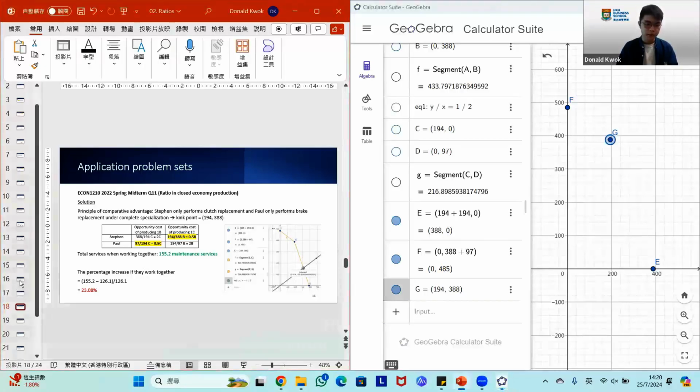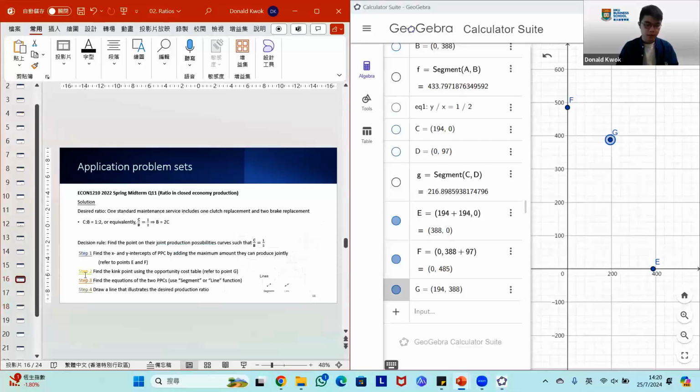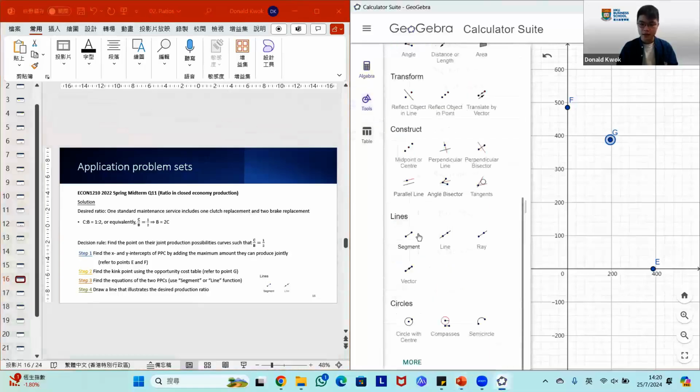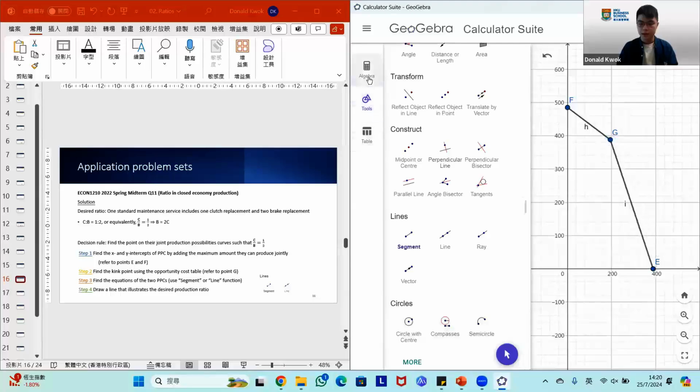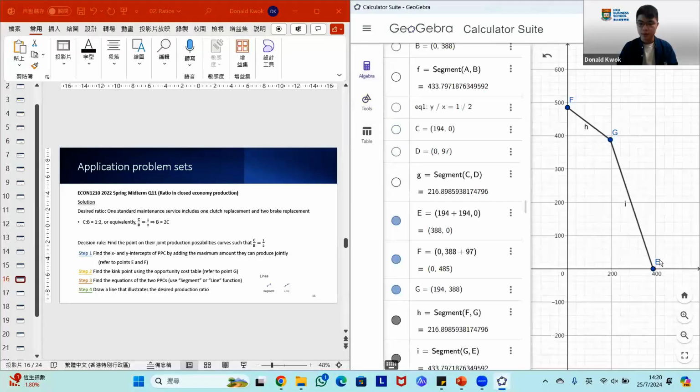Okay, let's go back a bit. Now we move on to step 3 to plot the PPC using the segment function. Again, we click segment and then just join the points together. So the portion EGF is actually the combined PPC of the 2 persons here.